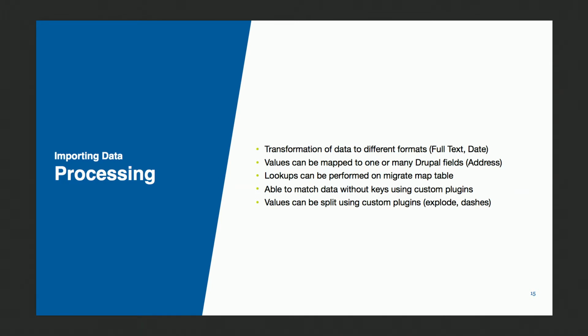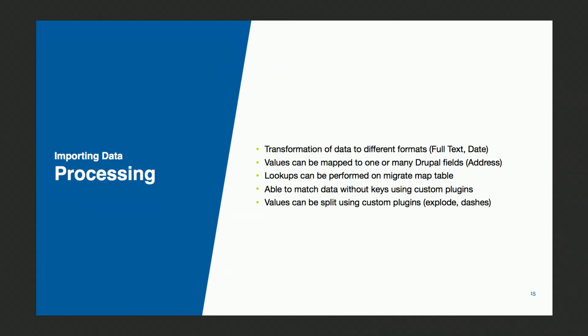You can map your fields to one or many, map your data to one or many fields, like in that address as an example where you might have street address, zip code, a bunch of different fields that need to go into one address field. And you can look up data that you're importing by using the migrate map table from another import. If you want to elaborate on that a little bit.